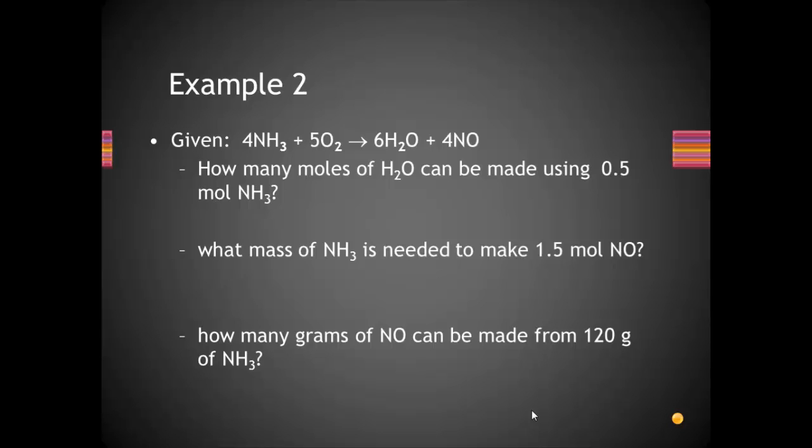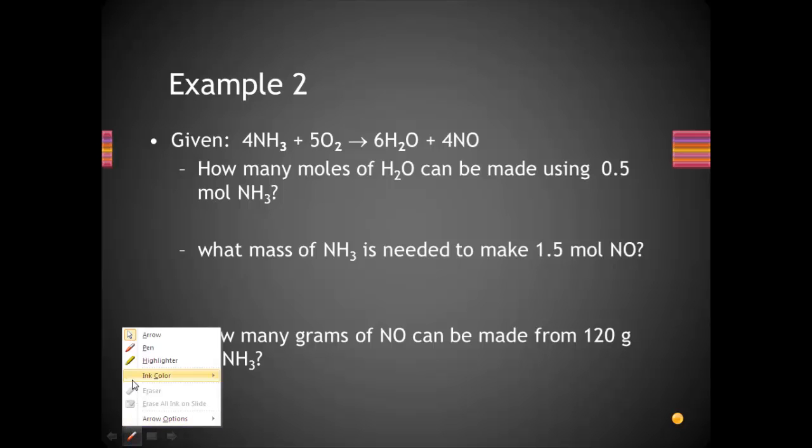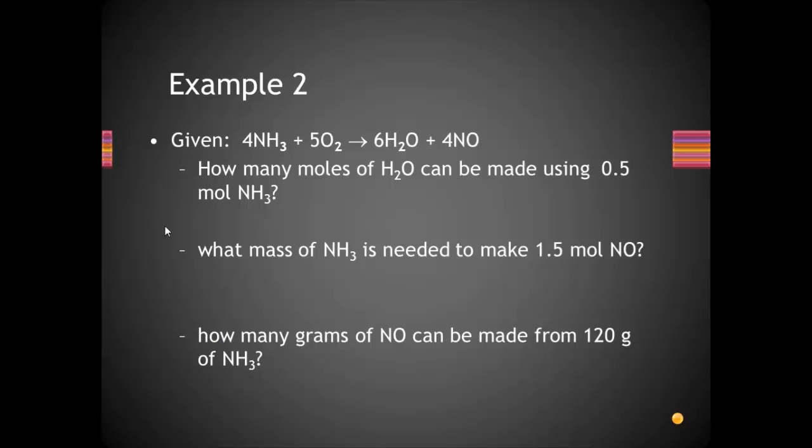Here's my balanced equation at the top. I'm given that. The first question asks us to figure out how many moles of water can we make using 0.5 moles of NH3. Okay, so I'm going to start with my given, 0.5 moles of NH3. And I want you to write the unit and the chemical down here. It'll help you keep track of where you are in that pathway. Since I already have moles, I need moles of NH3 to cancel, and I'm going to convert it to moles of water. Moles of water from moles of NH3, remember, is just a 1-step conversion.